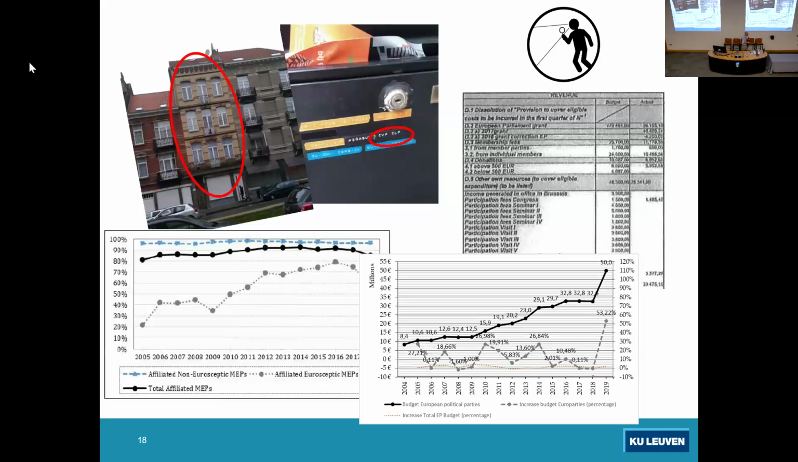Again, in some examples from my own research, I used some descriptive statistics about funding numbers and the income of European political parties, the affiliation of Eurosceptic MEPs to European political parties. I used internal documents of these parties. I even used pictures. This is an example to prove that these Eurosceptic parties established these European party organizations, but these European party organizations were basically Potemkin parties.